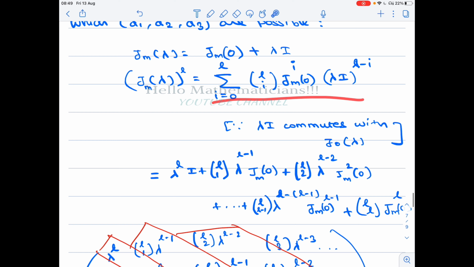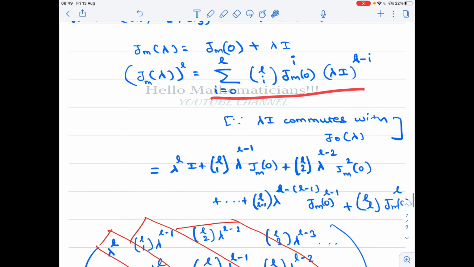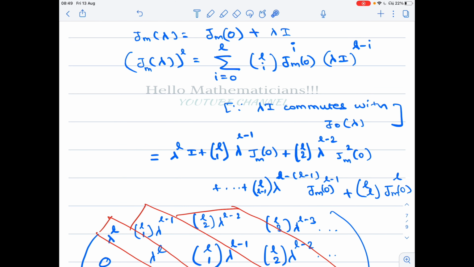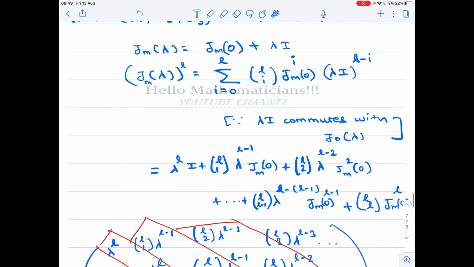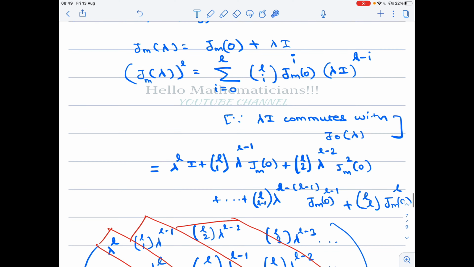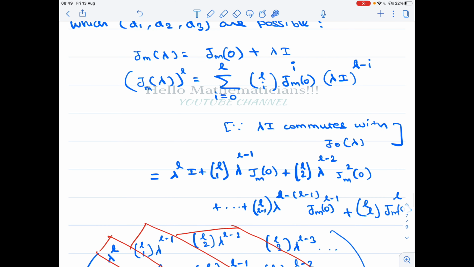Now we write out the terms. If you put i equal to 0, what will you get? This gives lambda I power L.